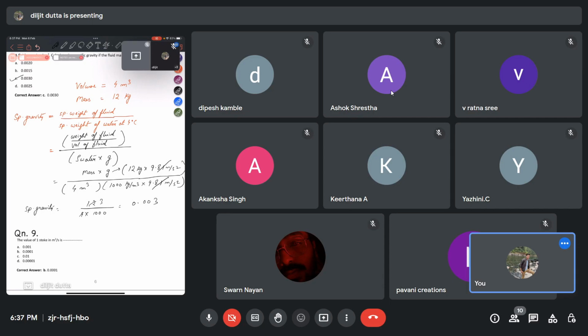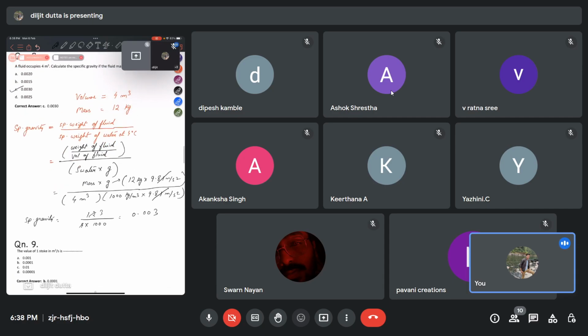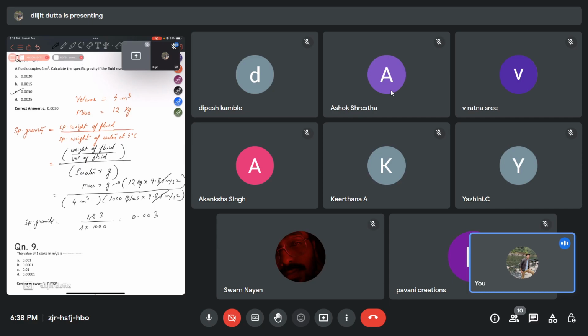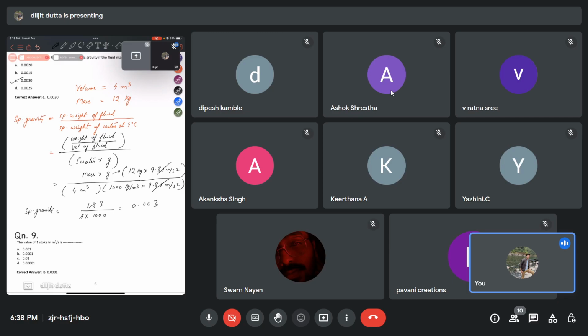This is how you approach this kind of questions. Based on the given information only, you will have to select which formula to use. Sometimes using rho into g will be useful for solving a problem, and sometimes using the basic formula, weight of the fluid divided by volume of the fluid. So based on the given information, you use either formula and then you can proceed to solve the numerical. And always first take care of the units. Everything should be in the SI system.